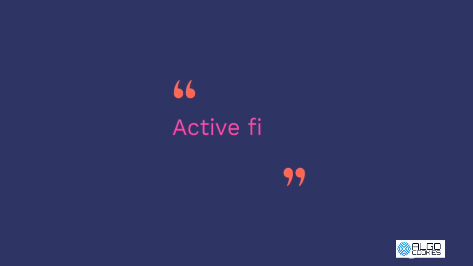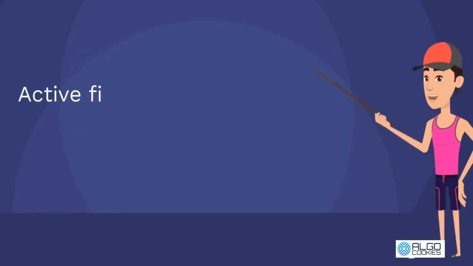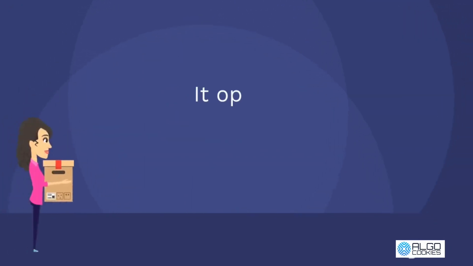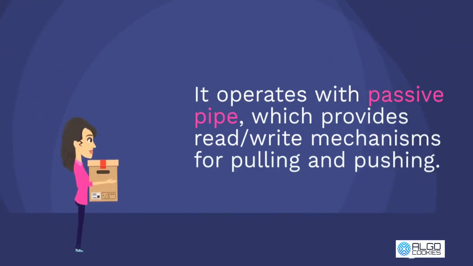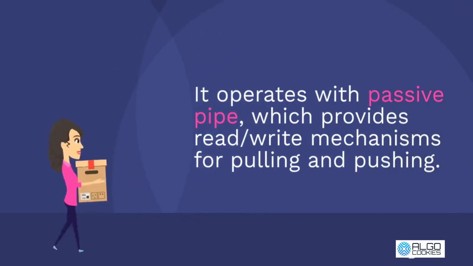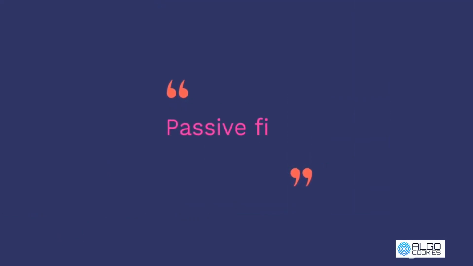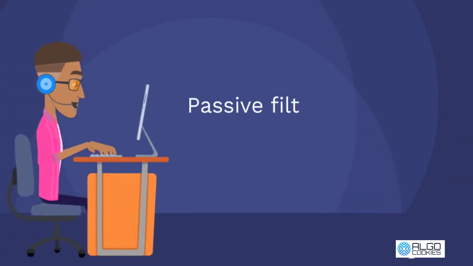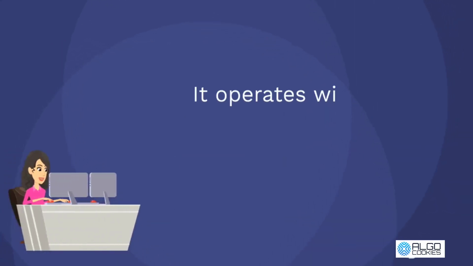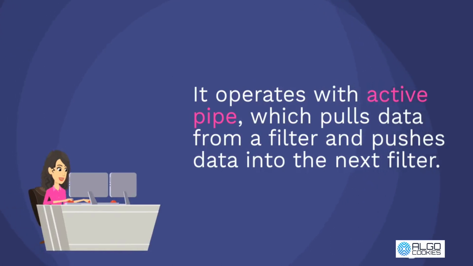Active filter. Active filter lets connected pipes pull data in and push out the transformed data. It operates with passive pipe, which provides read/write mechanisms for pulling and pushing. Passive filter. Passive filter lets connected pipes push data in and pull data out. It operates with active pipe, which pulls data from a filter and pushes data into the next filter.